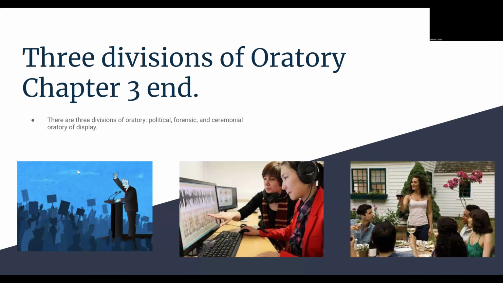For political, we see it even today, especially with the presidential elections. Forensic is more pertaining to statistics, getting more detail with numbers, or with location or geographical areas. It depends. And then you have ceremonial oratory, where you're pertaining to people, so it's easier to persuade them, and easier to get on a specific level.